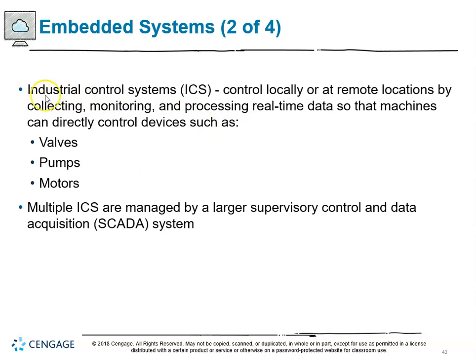ICS, this is a special industrial control system, a form of embedded system that uses controls locally or remotely by collecting, monitoring, and processing real-time data so that machines can direct various devices in the process, valves, pumps, and motors. There's a special name for multiple ICS systems. They're called SCADA, which stands for Supervisory Control and Data Acquisition System. These have been notoriously poor when it comes to security. They could be hacked easily because these were conceived in the time before internet security or cybersecurity was a concern.